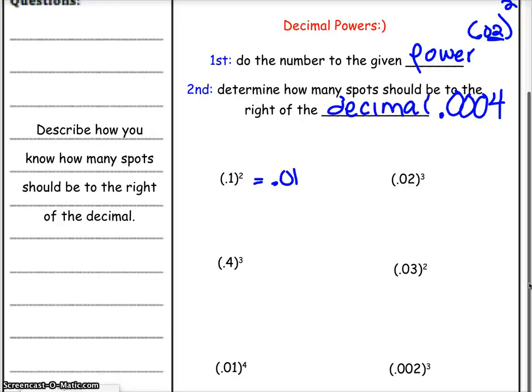0.02 cubed. I do 2 cubed, what is that? 2 times 2 times 2, 8. Now I figure out how many spots. Now look, you could also do it this way if you want. And just count 1, 2, 3, 4, 5, 6 spots should be to the right. So I have 1, I need 5 placeholder zeros. 1, 2, 3, 4, 5.